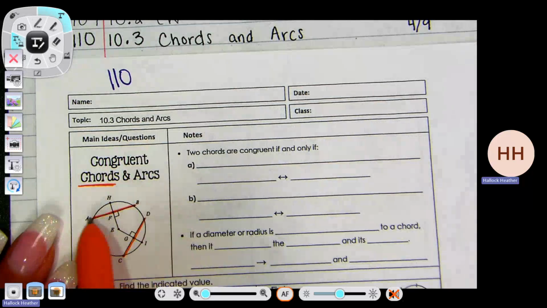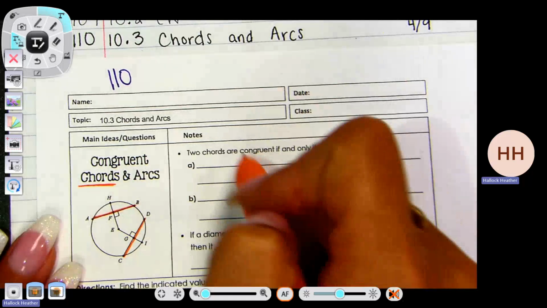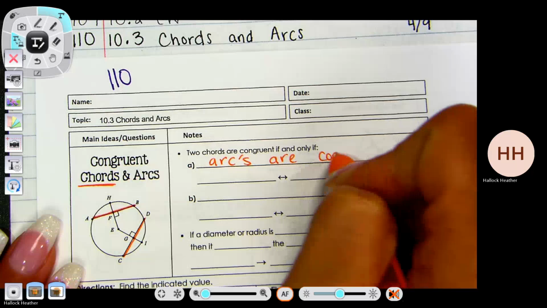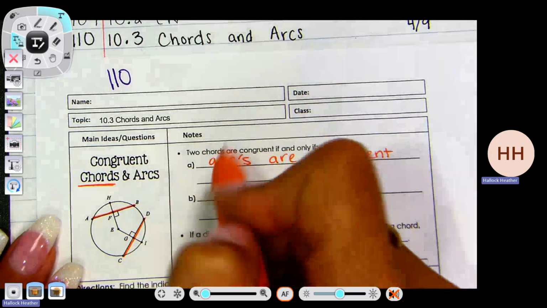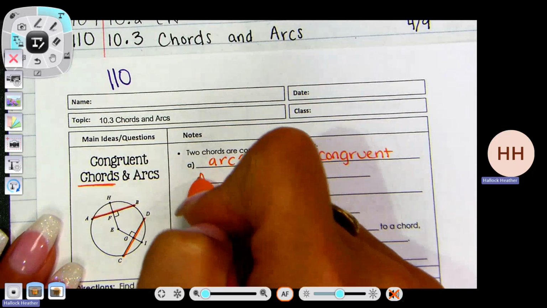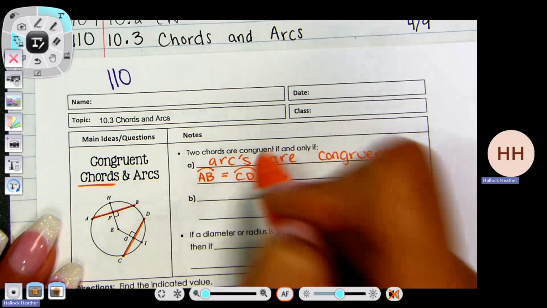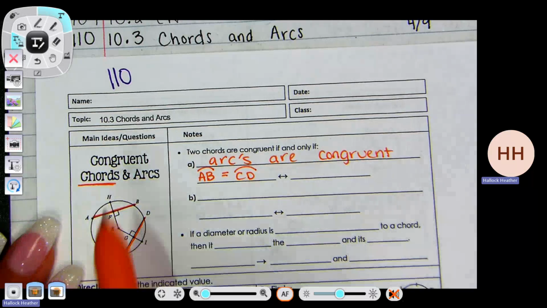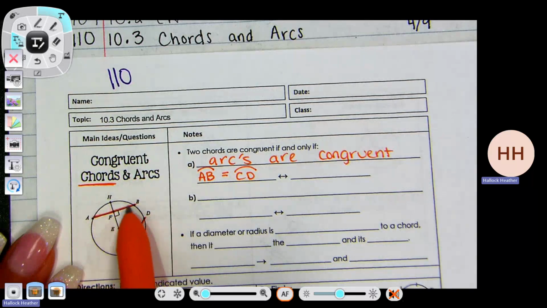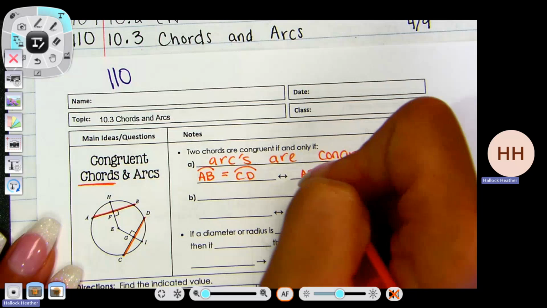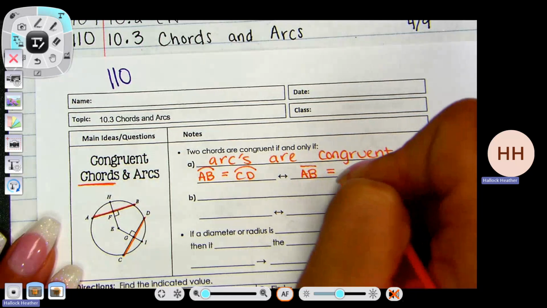An arc is the outside of the circle, like we were doing yesterday. So two chords are congruent if and only if the arcs are congruent. Basically, if you know that arc AB is equal to arc CD, and those are not straight lines, those are curved lines. So if the arc on the outside of the circle is 100 degrees, and this one's also 100 degrees, if the arcs are congruent, then the chords are congruent. So I could say the line AB is also equal to the line CD.